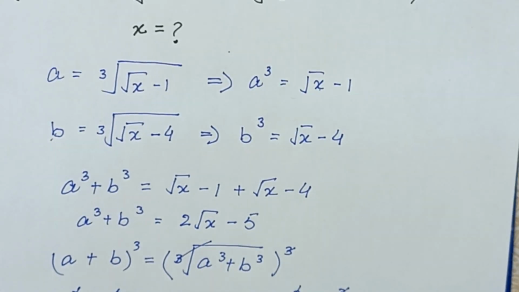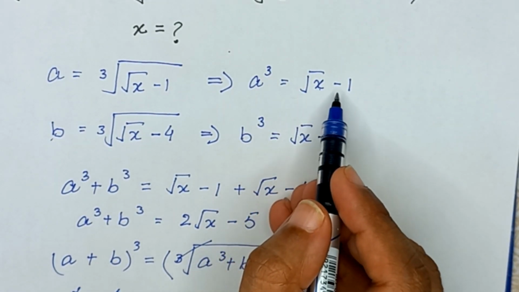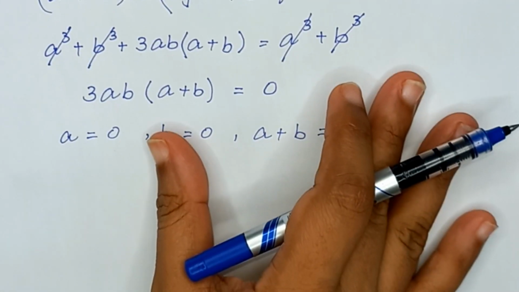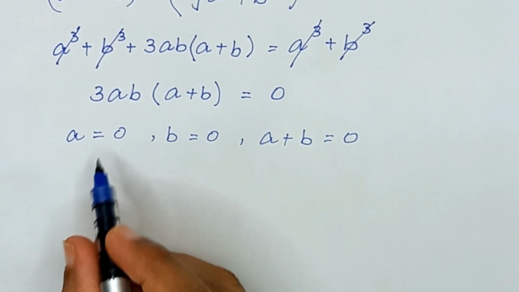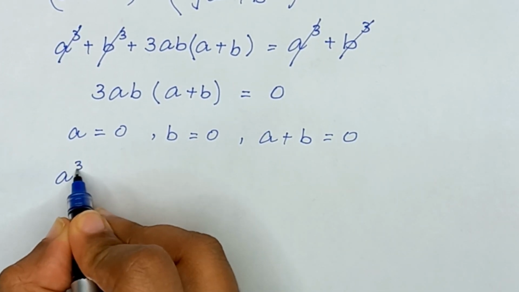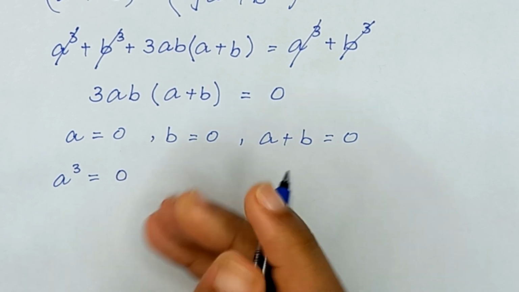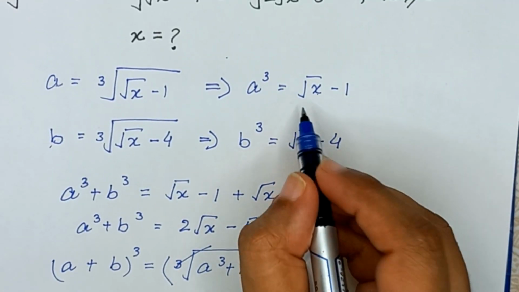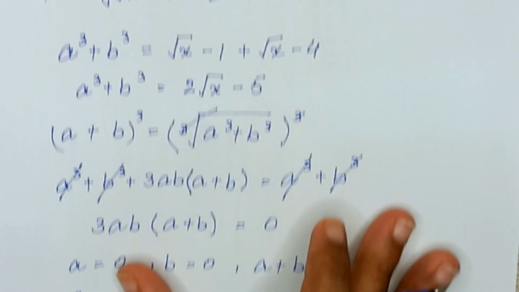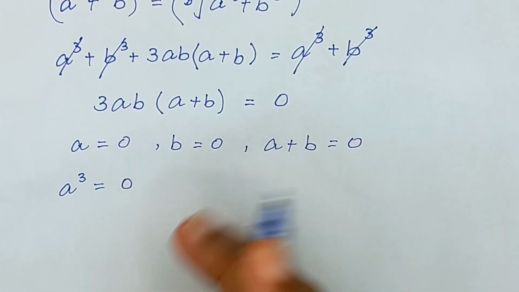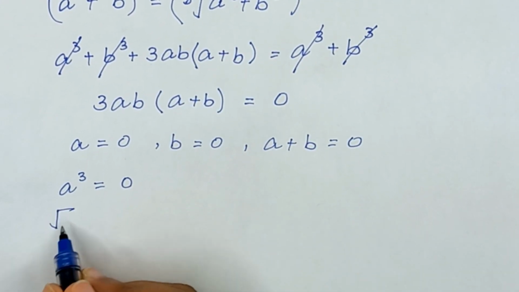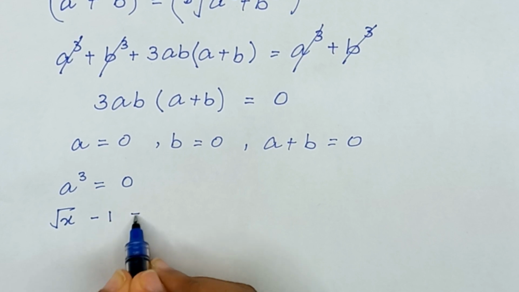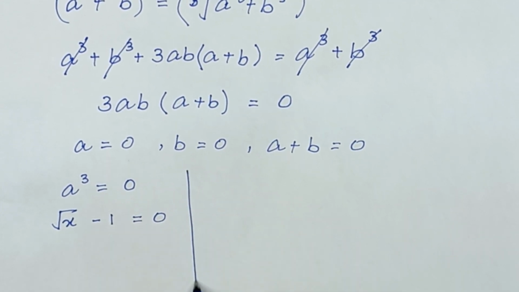Here we have a cube is equal to square root of x minus 1. So if we take cube on both sides, it will become a cube is equal to 0. Now we'll substitute the value of a cube here, which is square root of x minus 1, to find the value of x. So it will be square root of x minus 1 is equal to 0.